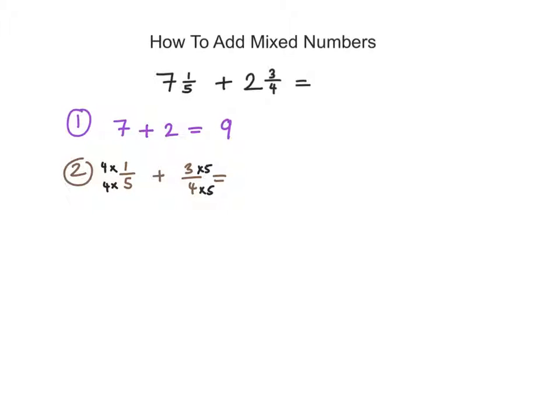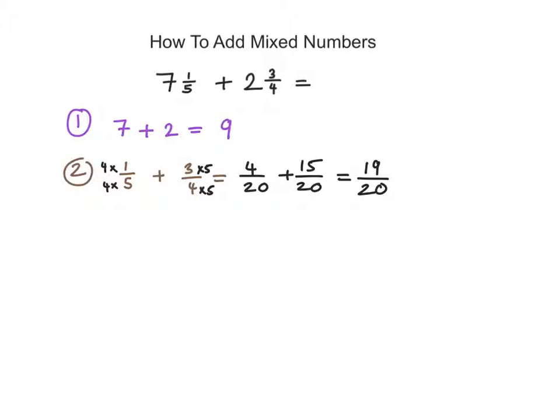Now this simplifies to 4 over 20 plus 15 over 20, which equals, 4 plus 15 is just 19, so that's 19 over 20. And you must always check: is this in the simplest form? This is in the simplest form. This cannot be simplified any further.